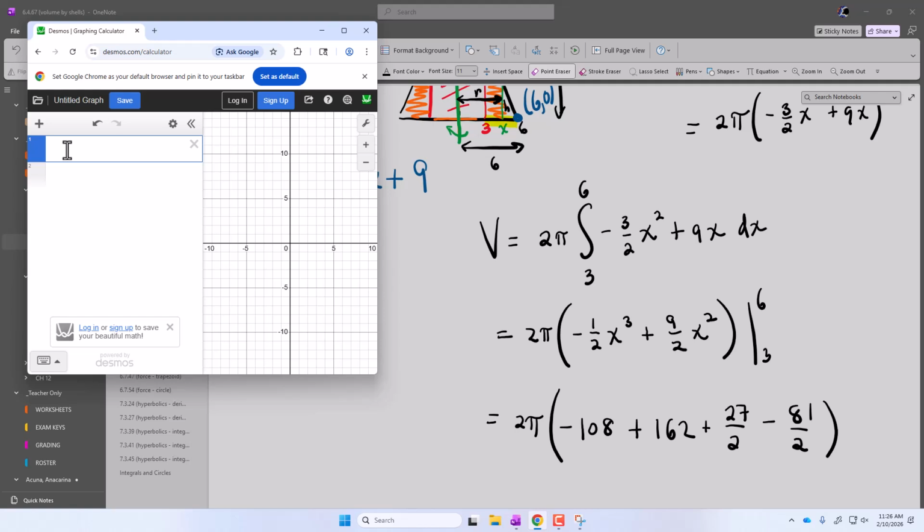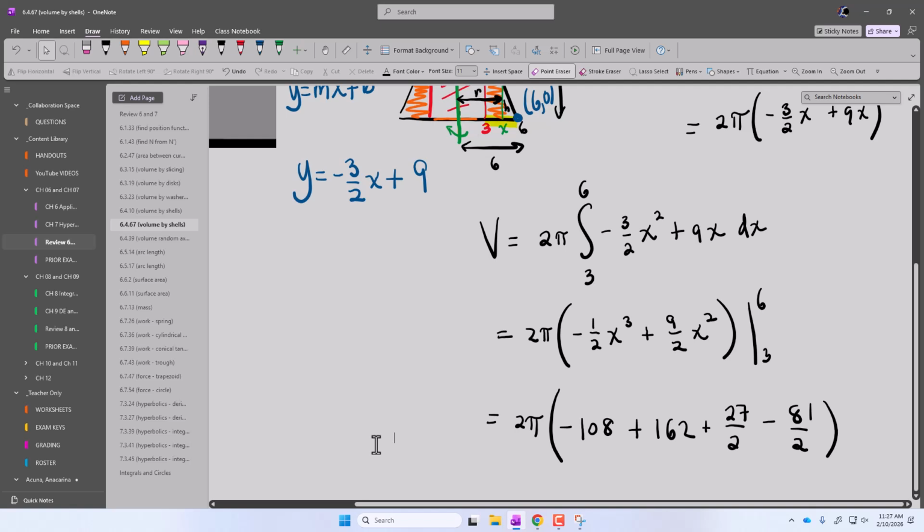All right, minus 108 plus 162 plus 13.5 minus 40.5. Oh, it's not going to let me do a fraction? Oh, because it's an integer. I can do a fraction there. Okay, so we end up with 27.